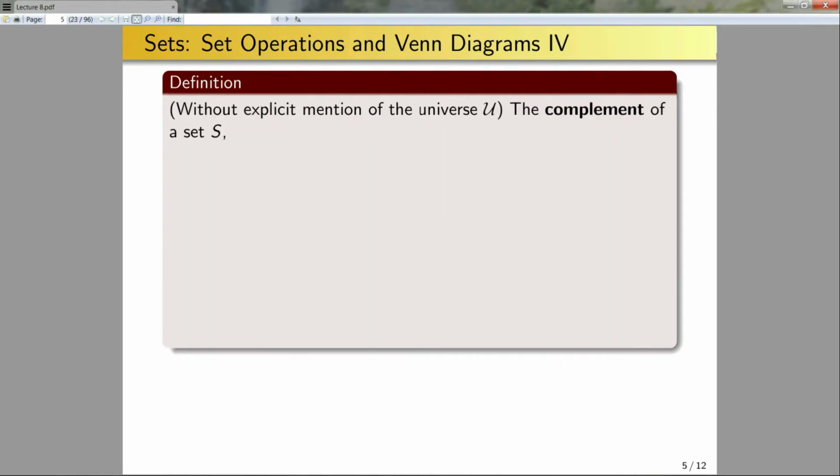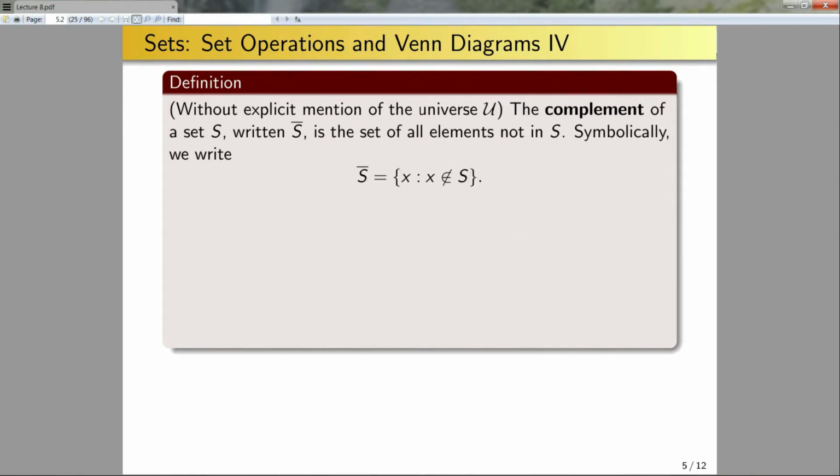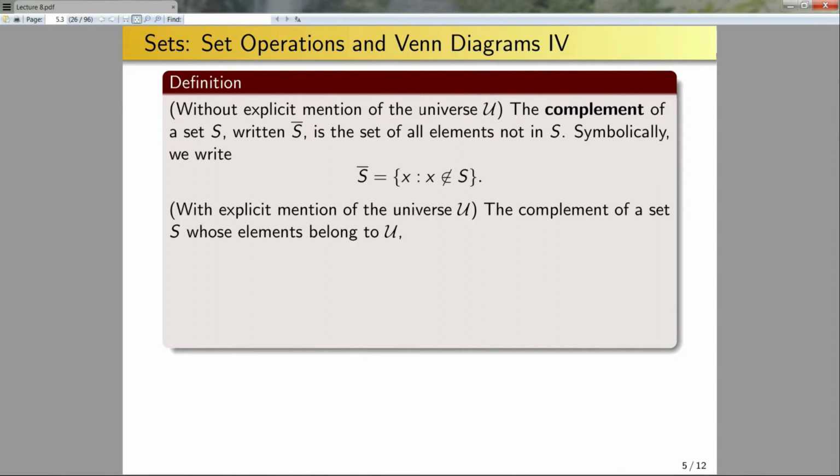So now let's revisit the complement of a set. Without explicit mention of the universe U, the complement of a set S, again, is denoted by S bar, and this is going to simply be the set of all elements not in S. Now, how could I write this symbolically? Well, the complement of S will simply be the collection of all X, such that X is not in S. Now, further, sometimes I want to be explicit in what the universe is. So if I'm being explicit in what my universal set is, the complement of a set S whose elements belong in the universal set U is also going to be written by this S bar, and in this case, it's simply going to be the set of all elements in U, but not in S.